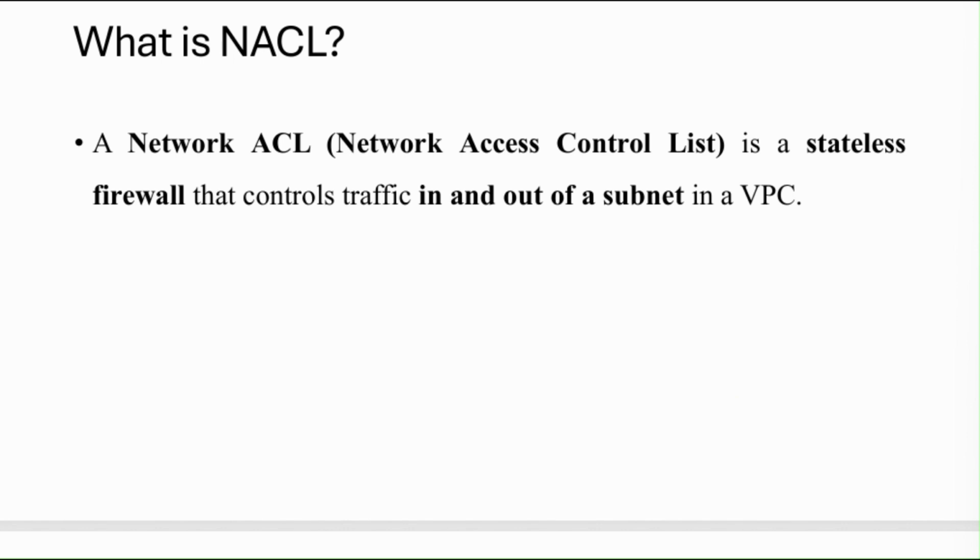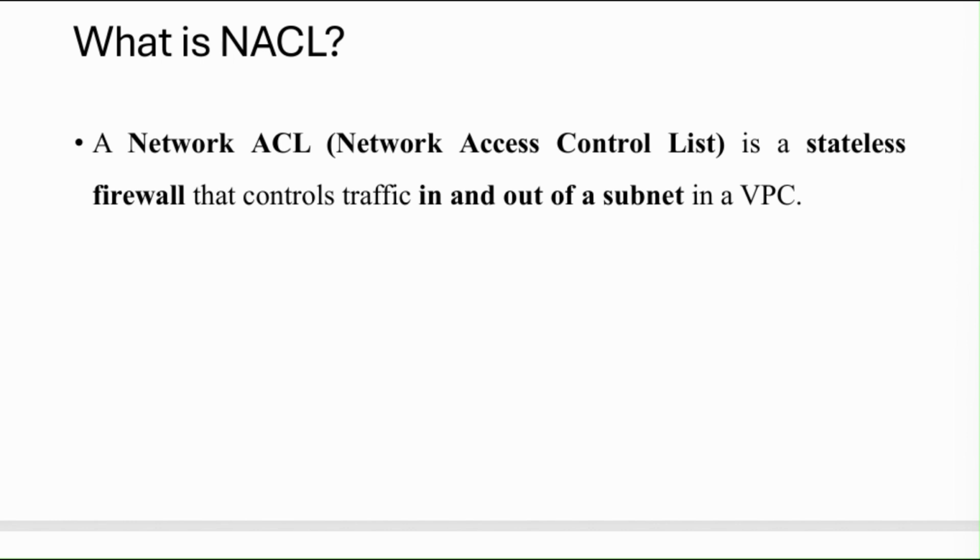Let me explain what NACL is. NACL is a special firewall. A firewall is like a wall that protects your house. This firewall is in AWS. It controls traffic. Traffic means data moving in and out of your network. NACL works at the subnet level.